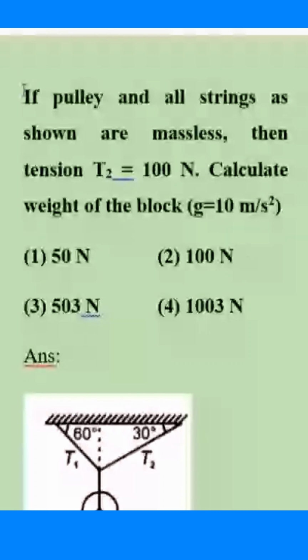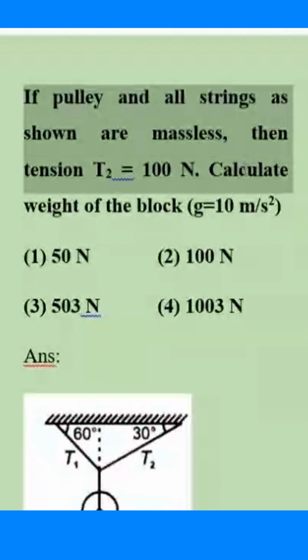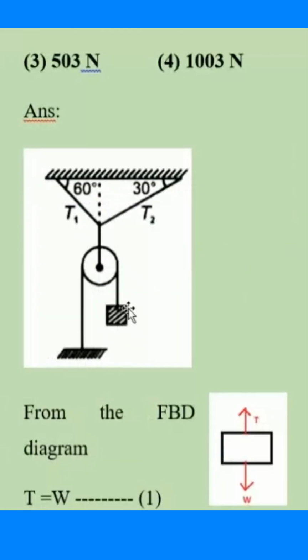Hello students, let us see this problem. If the pulley and the strings shown are massless and the tension T2 is equal to 100 Newton, calculate the weight of the block. So this is the diagram. So we need to calculate the weight of this right side block.